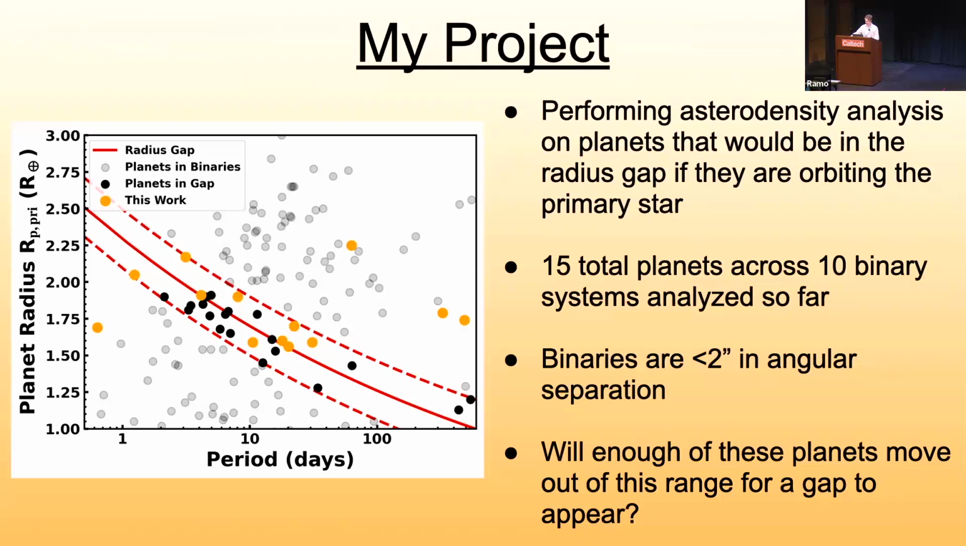And an important thing to note is that the binaries in this sample are all less than 2 arcseconds in angular separation, which is half the size of a Kepler pixel, so these really are just completely unresolved. And the guiding question here is, are enough of these planets going to move out of this radius gap range when I do this analysis such that a gap reappears?